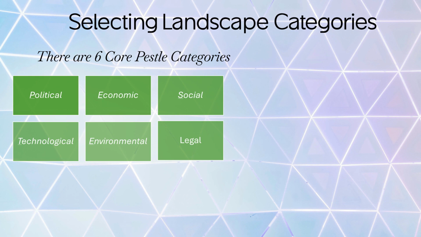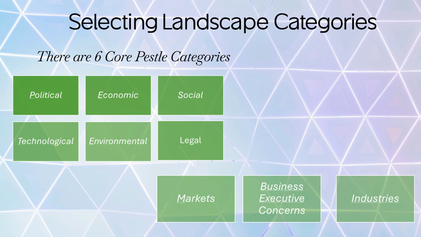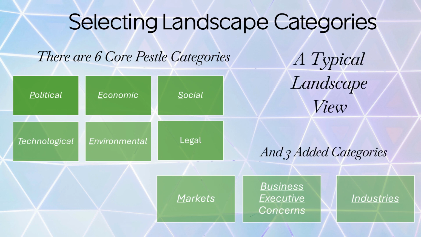Choosing the categories that describe the external environment or landscape of the organization has many options. The most useful and popular approach is to use the 6 PESTLE categories as a starting point and then identify any added categories to customize the analysis for your type of organization. Here we see that there are 3 categories representing the external interests of the organization added to the base set of PESTLE categories.